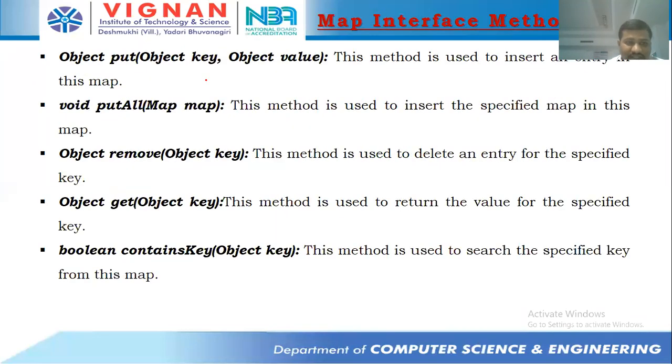Now let's see what are all the methods that we have. In general, in the case of array list and linked list, we have a method called add, but here we have a method called put, and with the help of this put method, we insert key as well as value. With the help of the putAll method, in one map object, we can insert another map object. And with the help of the remove function, we can remove a particular value based on key.